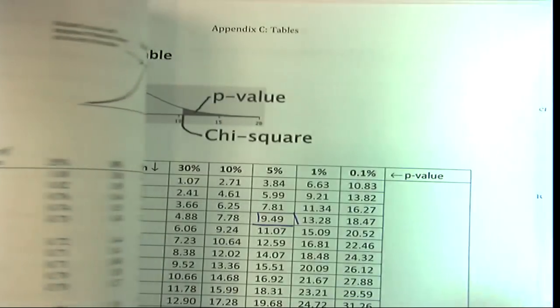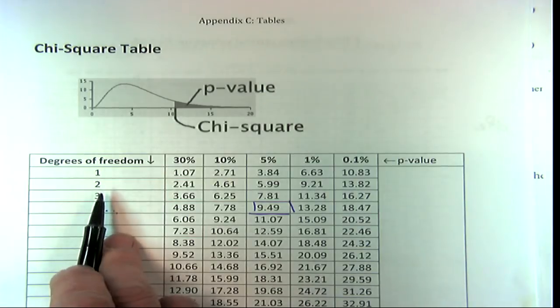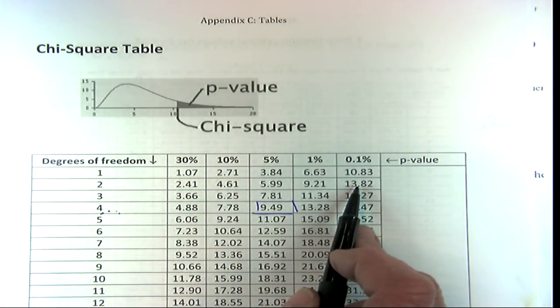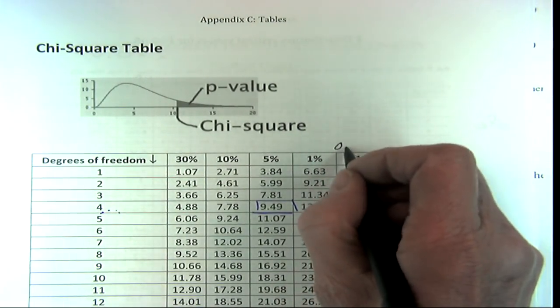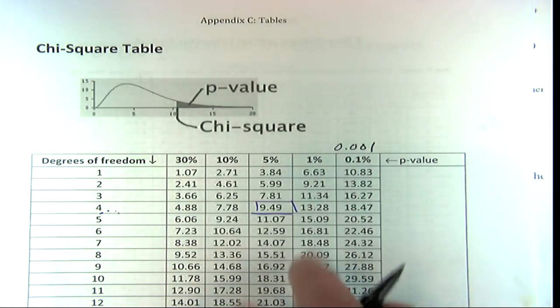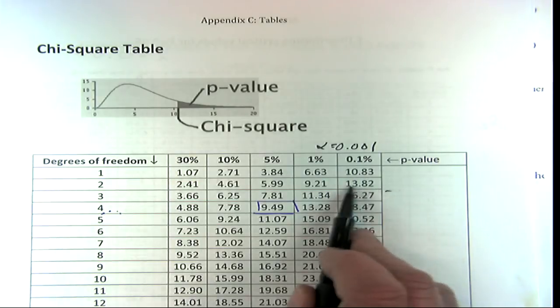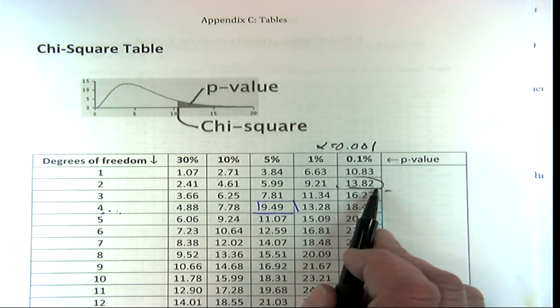So here's our chi-square table. So we're just looking at this, degrees of freedom 2, and the smallest p-value here is 0.1%. Okay, or that's the same as alpha equals 0.01, like that. That's alpha. All right, so that's 13.82. So that 0.1%, my goodness, that's really tiny, and that's as far as we go.